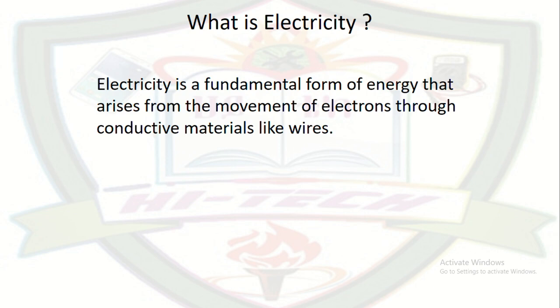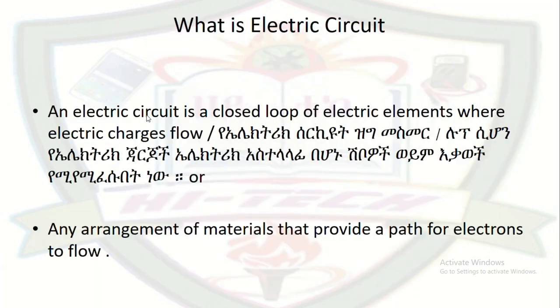Okay, what is electricity? Please take note of it here and follow it. It will be useful. Electricity is a fundamental form of energy that arises from the movement of electrons through a conductive material like wire. Second, what is an electric circuit? An electric circuit is a closed loop of electric elements where electric charge flows. It is any arrangement of material that provides a path for electrons to flow.